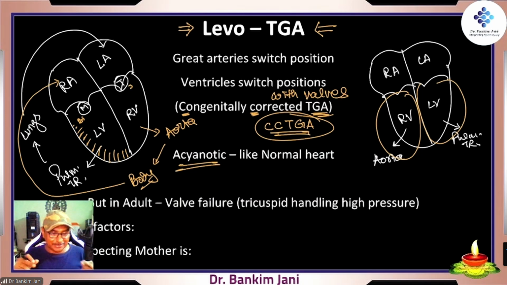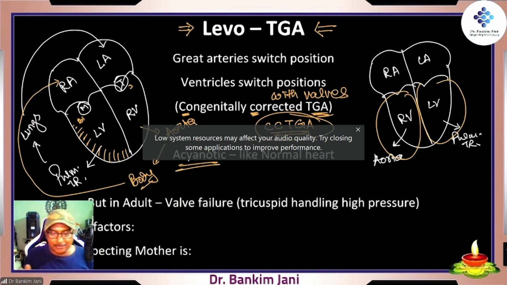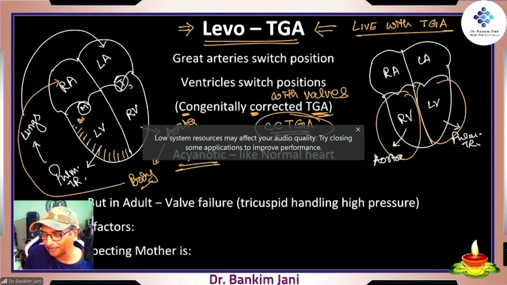And when you see such a heart, this is congenitally corrected TGA, and this is another name, right? LevoTG, right? So we changed it to live with TGA. And this is to remember, that baby can live with this TGA, right? While this dextro TGA is death with TGA, right? Because it is that dangerous. D is for dangerous. So this is like a normal heart. Baby will be fine, right?